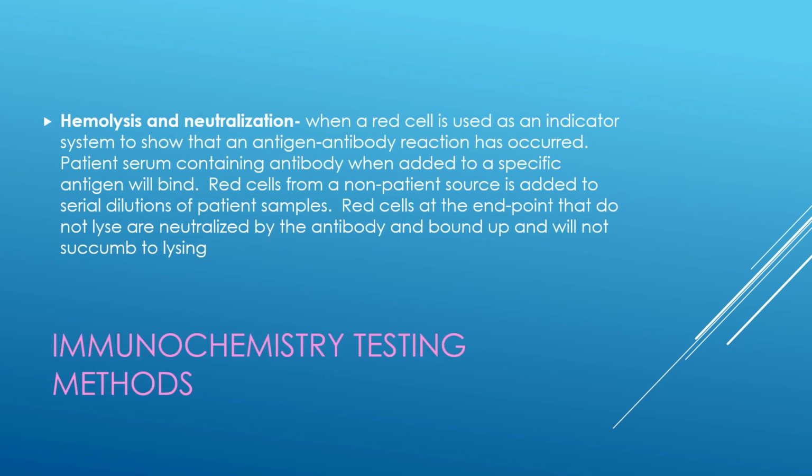When patient's serum contains antibody and will bind to antigen, red blood cells from another source are added, and since antibodies are bound, they will not lyse other RBCs. This is the principle for hemolysis and neutralization, when a red cell is used as an indicator system to show that an antigen-antibody reaction has occurred. Here, patient serum containing antibody, when added to a specific antigen, will bind. Red cells from a non-patient source are added to serial dilutions of patient samples. Red cells at the endpoint that do not lyse are neutralized by the antibody and bound up and will not succumb to lysing. This methodology is called hemolysis and neutralization.